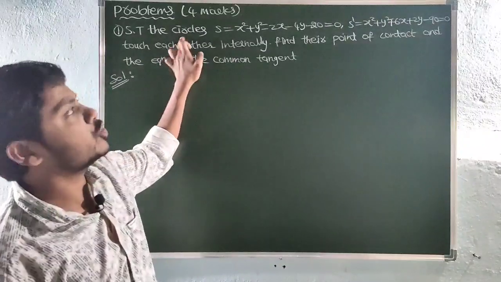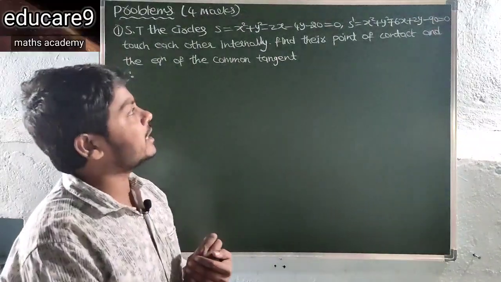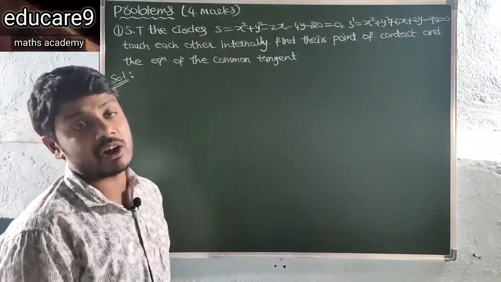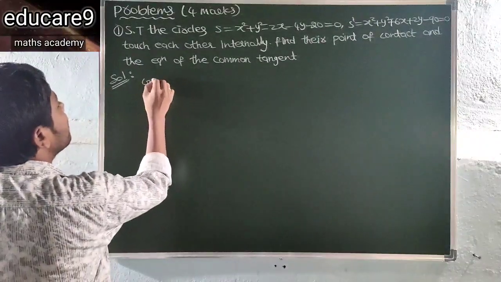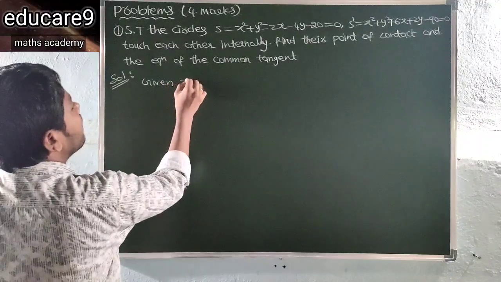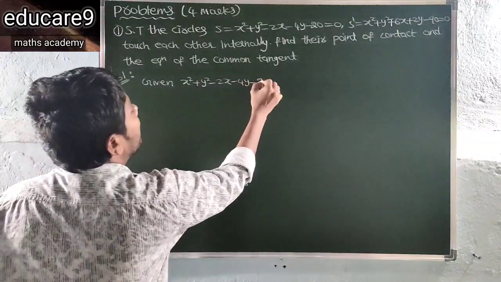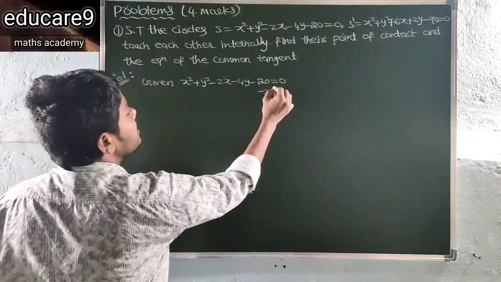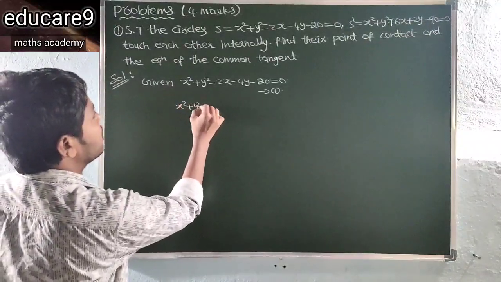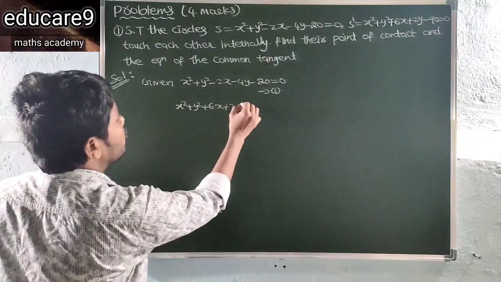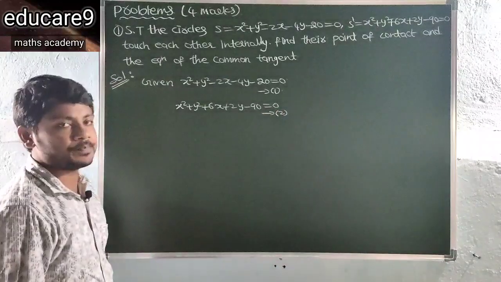So, see the first problem. Show that the circles touch each other internally. Find their point of contact and equation of common tangent. See here the given circles: x square plus y square minus 2x minus 4y minus 20 is equal to 0. This is equation 1. And the second circle equation, x square plus y square plus 6x plus 2y minus 90 is equal to 0. This is equation 2.